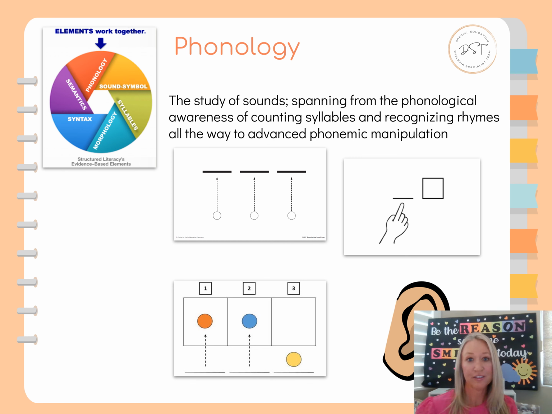So some of the more difficult skills, the advanced phoneme manipulation skills, include: say cat. Now say cat, but instead of a, say i, and the word becomes kit. So really manipulating those phonemes within words.